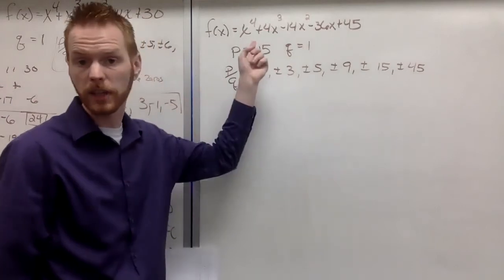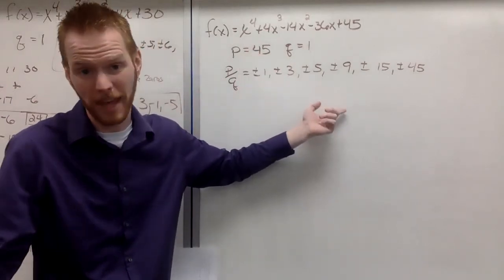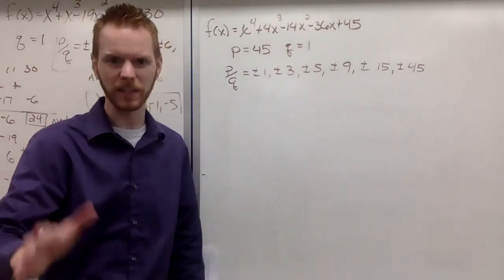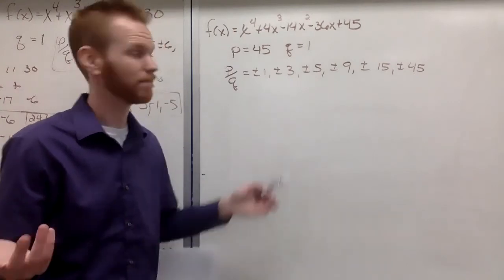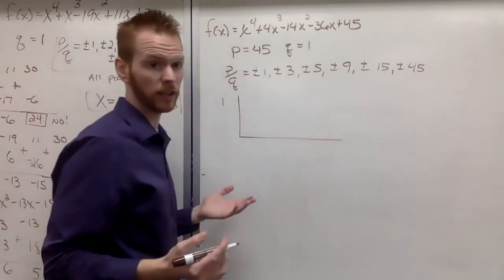Now, could we type this in a calculator and see which one of these actually gives me a 0? Yeah, we could do that. That'd be cheating, though. The calculator has enough fun. Let's have some fun ourselves. Let's try this out. We're going to try 1. That's what we're going to start with. Let's see if 1 works. And we could get lucky.